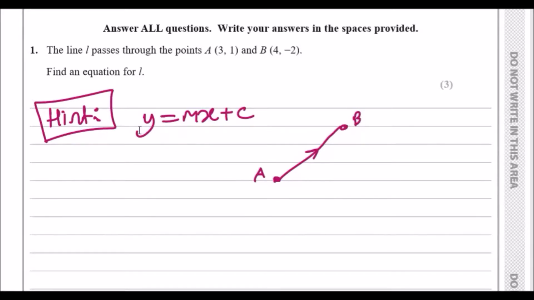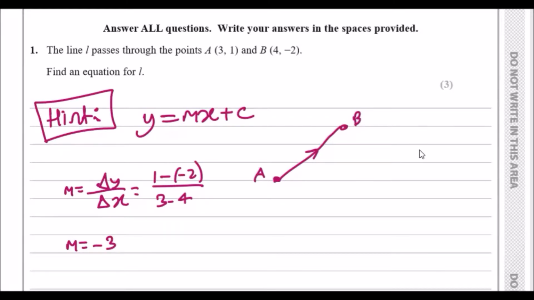Now, when you want to use y equals mx plus c, all we need is the gradient m. To find the gradient m, it's simply the change in y over the change in x. Looking at the coordinates for A and B, we can see that y is 1 and minus 2. So the change here will be 1 minus 2, and the change in x would be 3 take away 4, so 3 minus 4. That's it. Now when you put this in the calculator, you should get 3 over minus 1. So the gradient here is minus 3 over 1, or minus 3.